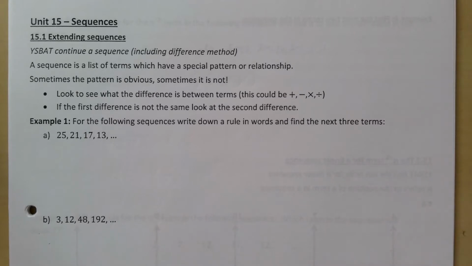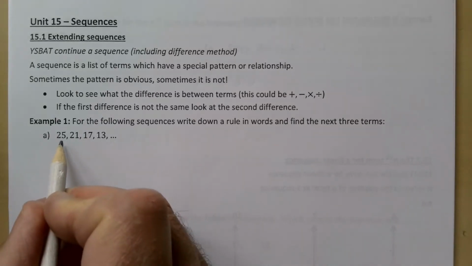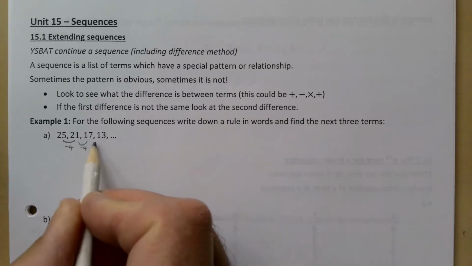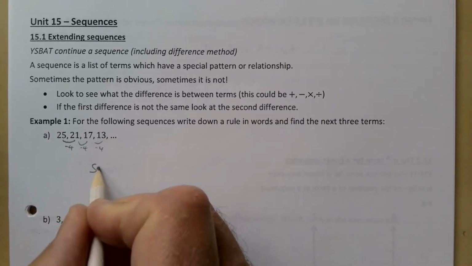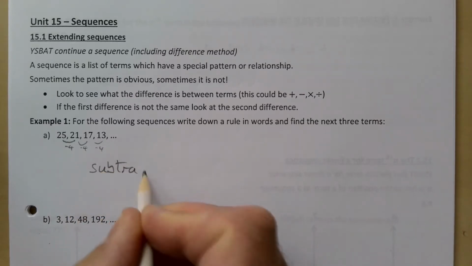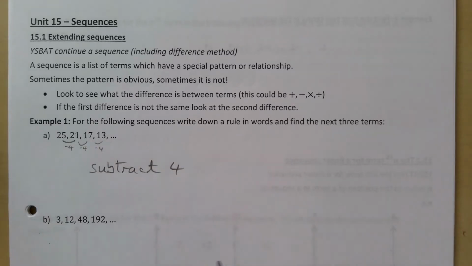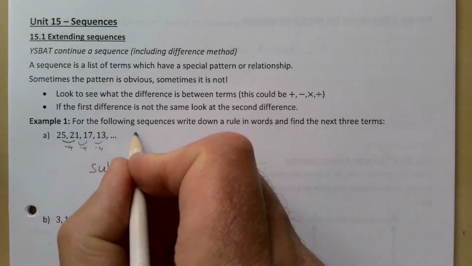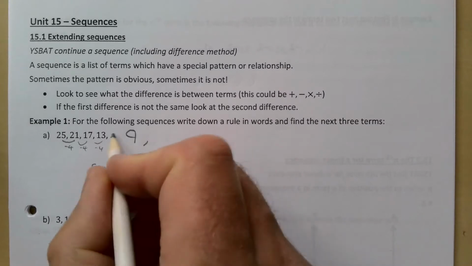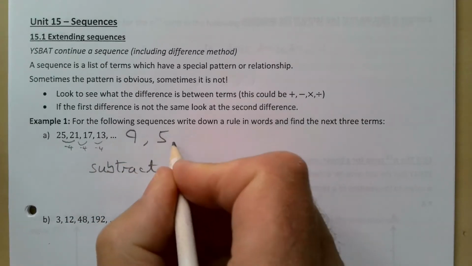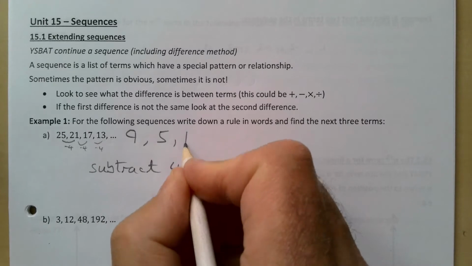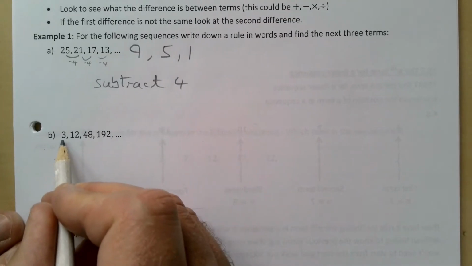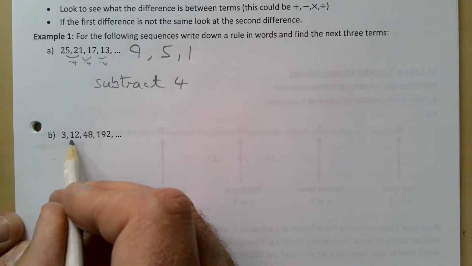So let's take a wee look then. This one here, it looks like it's going down in fours, doesn't it? So minus four, minus four, minus four. So if we write subtract four, and then the next three terms is what they want. So 13 take away four is going to give us nine. Nine take away four is going to give us five, and five take away four is going to give us one.